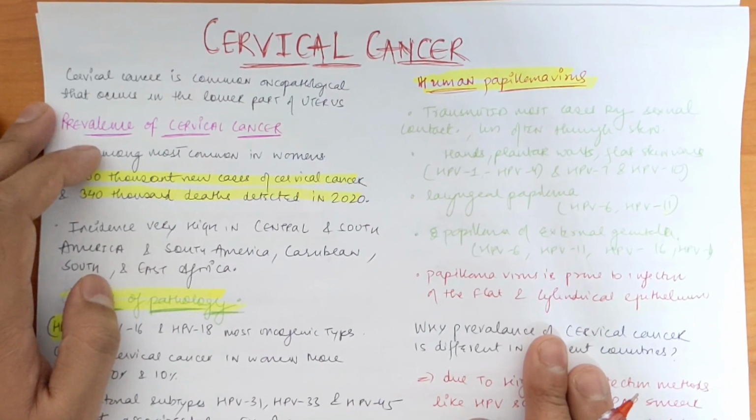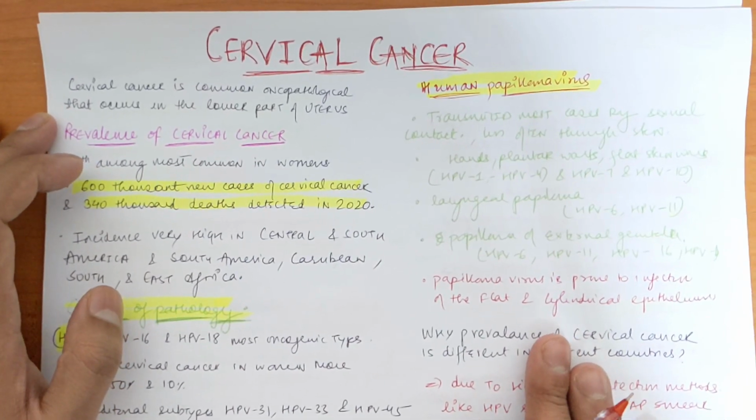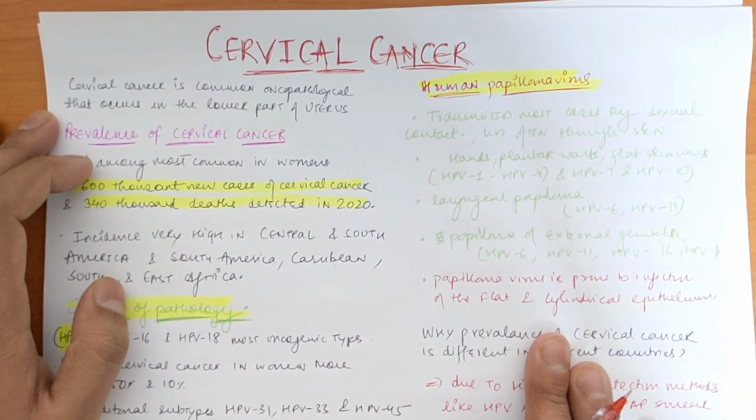So cervical cancer is mostly linked to women, and it is one of the most common cancers in women after breast cancer. It occurs in the lower part of the uterus, which is the cervix.